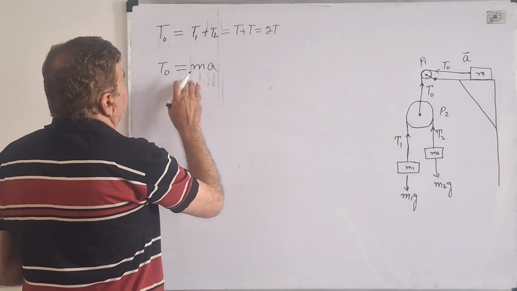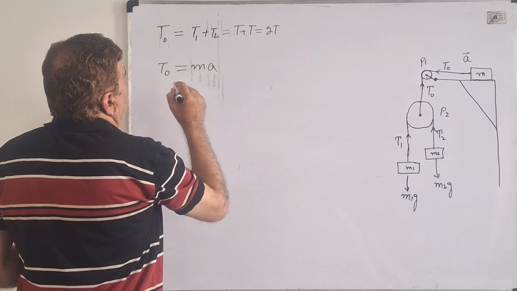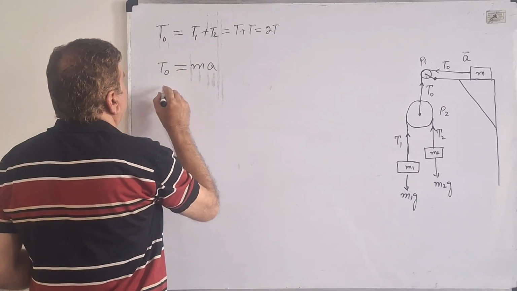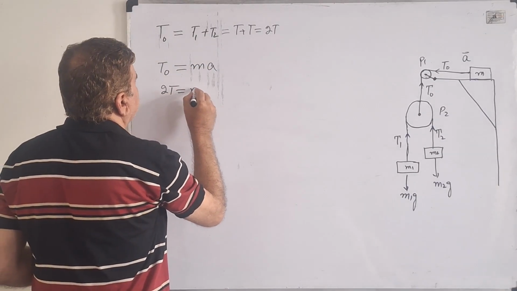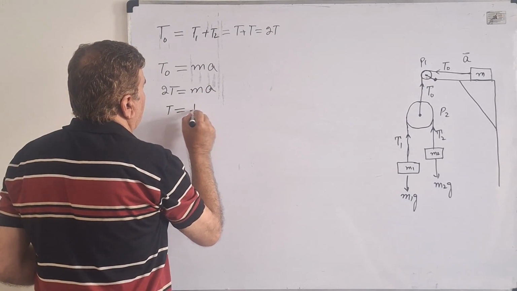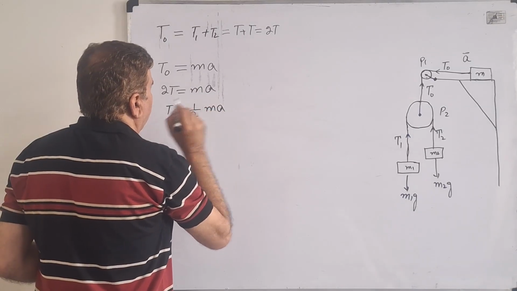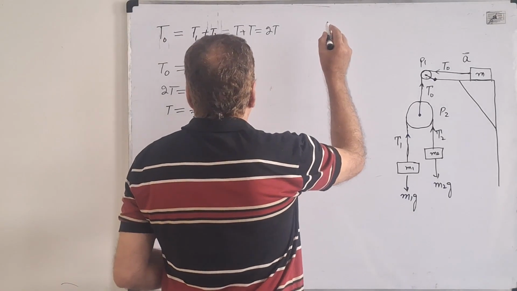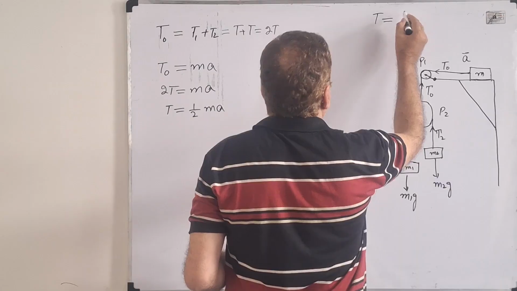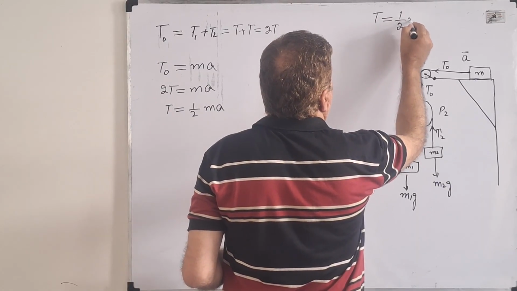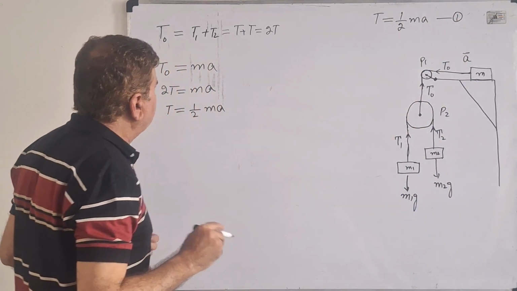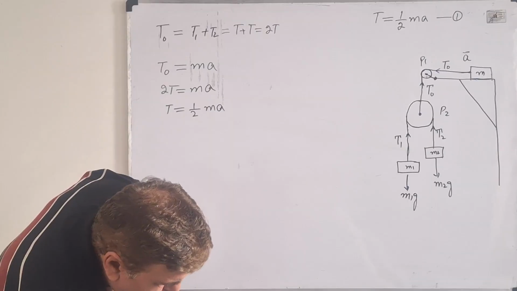And from this, I can write that 2T equals M times A, or T equals half M times A. I write this equation over here because I'll be using this later on, so I want to note it here, and I call this equation 1. Okay, that is for mass M1.